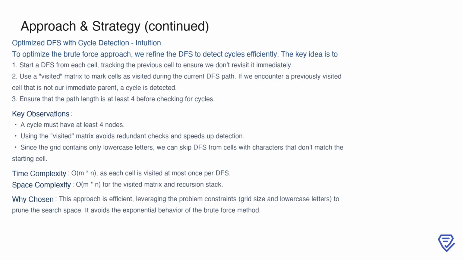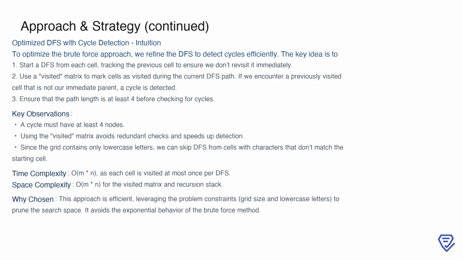Instead of brute force, we can optimize the solution with a refined DFS designed specifically for efficient cycle detection. The key steps involve starting a DFS from every cell, while keeping track of the previous cell to avoid revisiting it immediately. This ensures that false cycles are eliminated. A visited matrix is used to mark cells during the current DFS path.